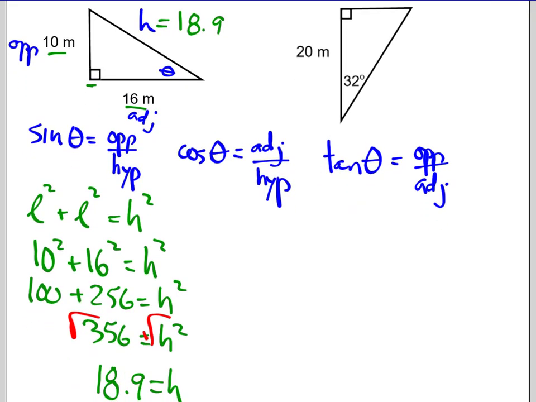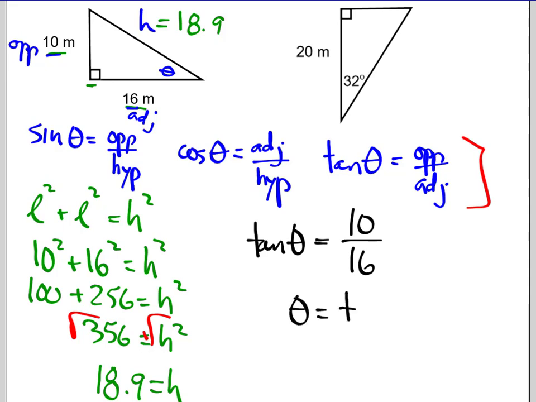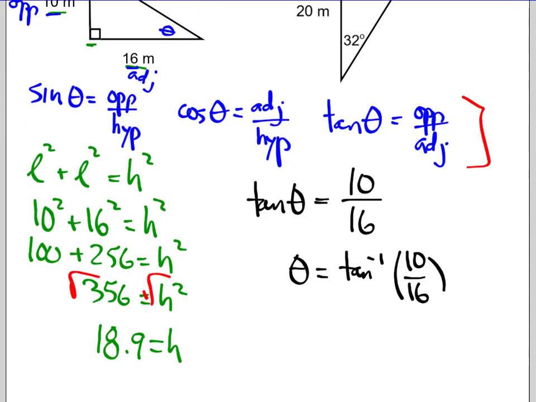Okay, I'm going to move to finding the angle. So to find the angle, I'm going to use the given information of the opposite and the adjacent. So if I have opposite and adjacent, I'm going to use tan. Okay, so I'm going to say tan theta equals 10 over 16. And then I'm going to arctan. That's the proper term for undoing a tan. So on your calculator, make sure you're set in degrees or you might get some surprising answers.